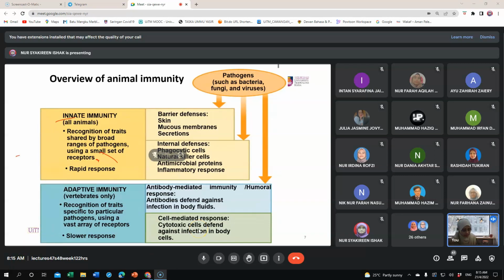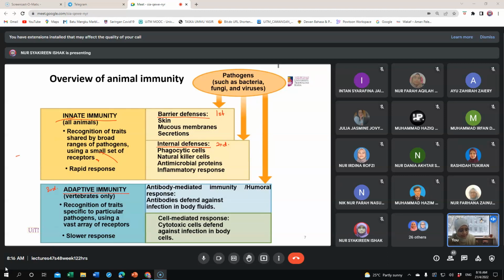The innate immunity recognizes traits shared by a broad range of pathogens using a small set of receptors. Innate immunity is divided into two: the barrier defense and the internal defense. The barrier defense is the first line of defense. The internal defense is the second line of defense. And then the adaptive immunity is the third line of defense.